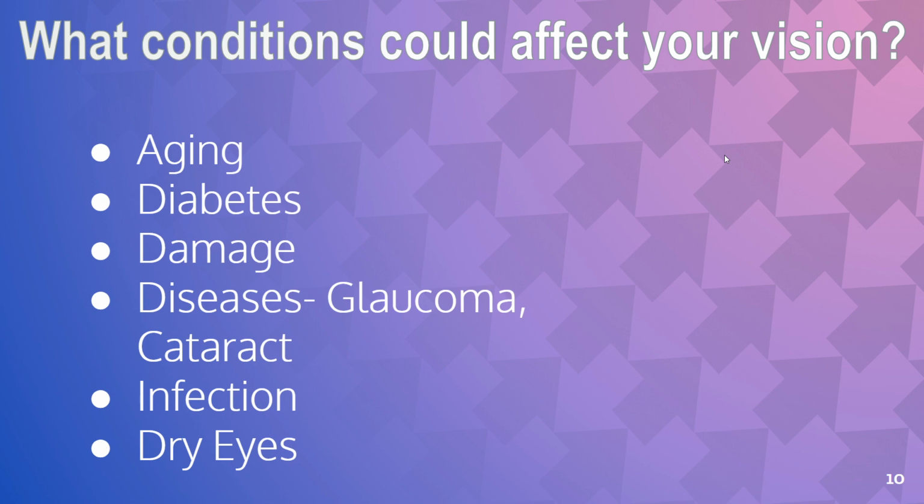Now let's take a look at conditions that could affect your vision. So there are several conditions that you can see here. First, we'll talk about aging. So as you age, right, as you get older and older, your vision starts to become less and less. Another possible condition is diabetes, as well as damage to your eye. When you look into the sun, right, you don't want to look directly into the sun, as that could damage your eyes. A few diseases that could affect your vision are glaucoma and cataract, as well as infections and dry eyes.